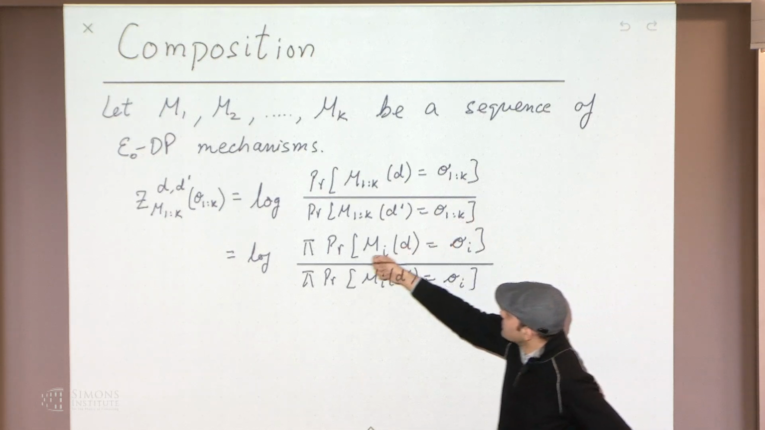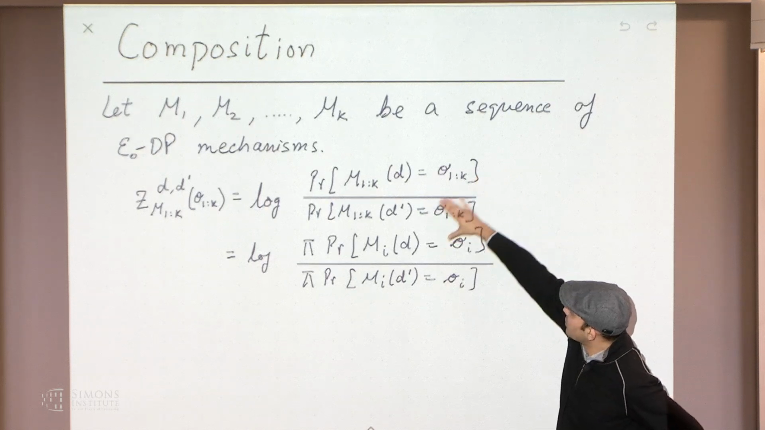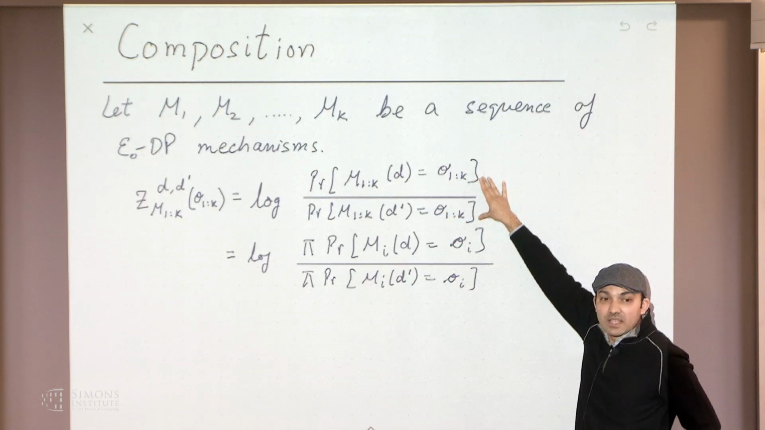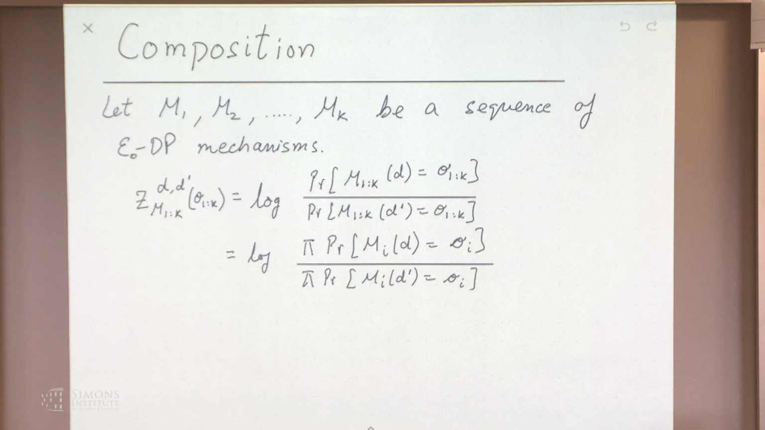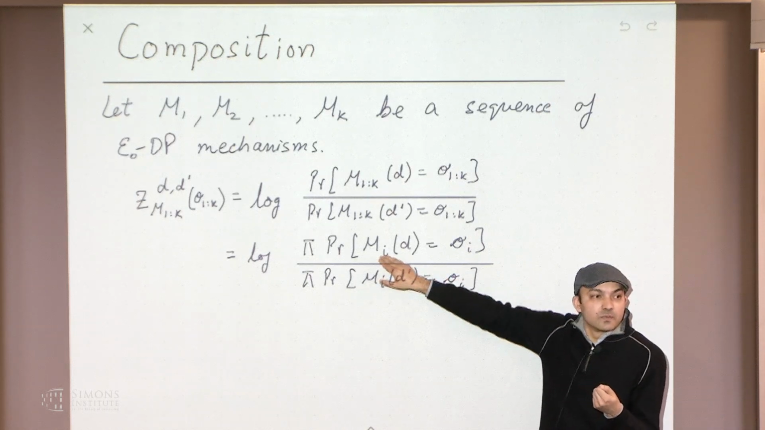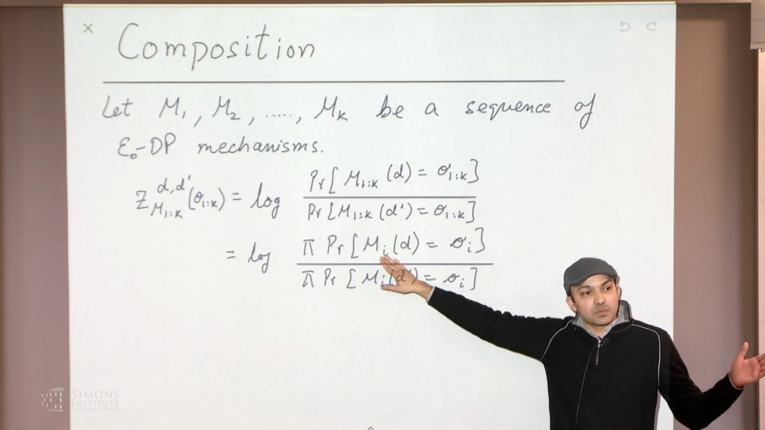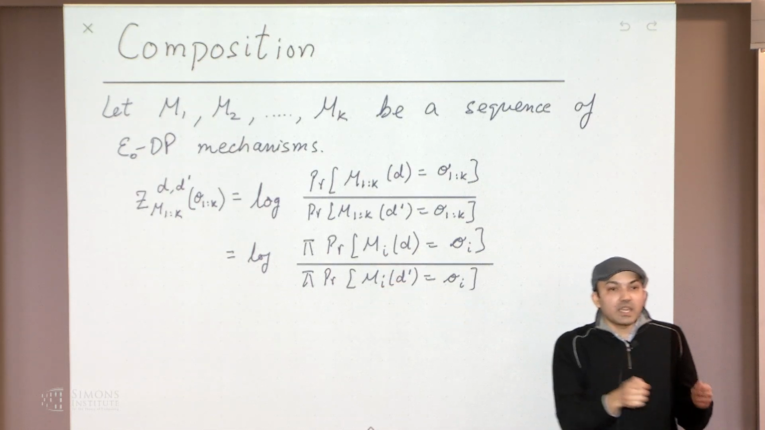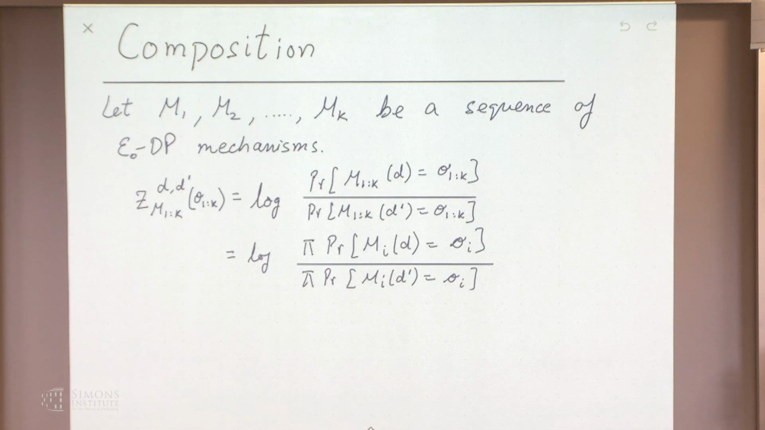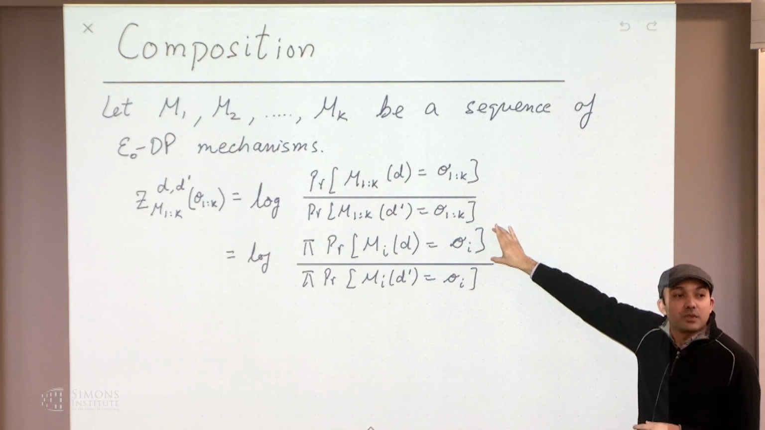Okay, so let's write this down. Just by definition, this is log of this ratio of probabilities. Now note that the randomness used in the ith mechanism is independent of everything that happened in the past. So if I condition on the previous outcomes, mi of k has its own internal randomness, which is independent of all past events. So this probability can be replaced by a product of probabilities.